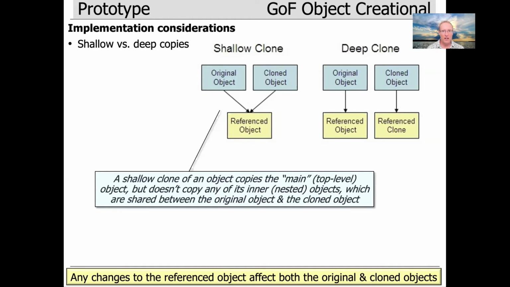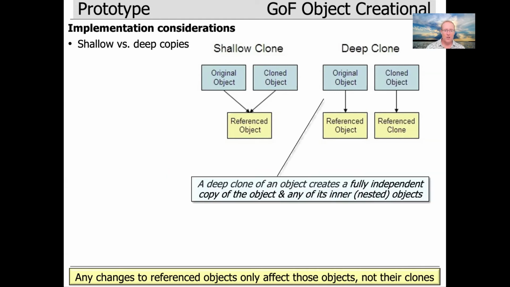So the referenced object is therefore shared. So any change to the underlying referenced object will have the side effect of affecting both the original object and the cloned object. So that's what's typically called a shallow copy. There's also something called a deep copy, which will make a fully independent copy of the object and any of its internal or inner nested objects or sub-objects. And so, of course, what happens in that case is any changes to the referenced object will only affect the object that it's been cloned by with a deep clone or a deep copy, not any other copy that's been deep cloned or deep copied. So it all depends on really whether you want those things to be shared or not.